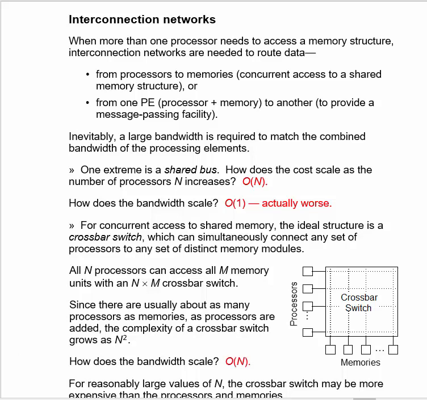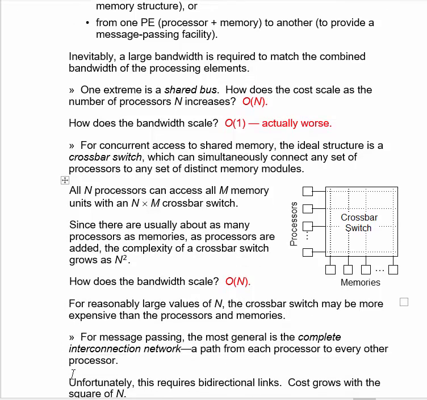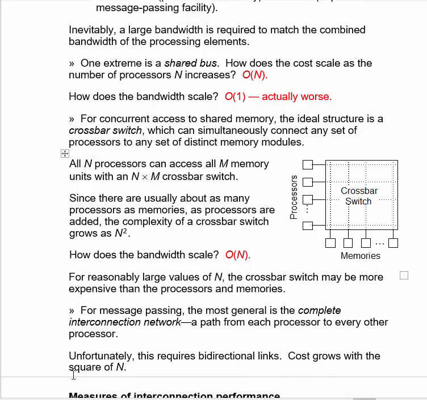Well, the bandwidth only goes up at order n because your capacity only increases 1 for every item you add, so the capacity is proportional to the number of processors on the one side and the number of memory on the other side. So it just scales at order n. Now that's bad because it means your cost goes up at n squared and your bandwidth only goes up at order n. And so for reasonably large values of n, the crossbar switch may be more expensive than the processors and the memories. Of course, that would never do, so we're going to need to look for compromises between a shared bus and a crossbar switch.